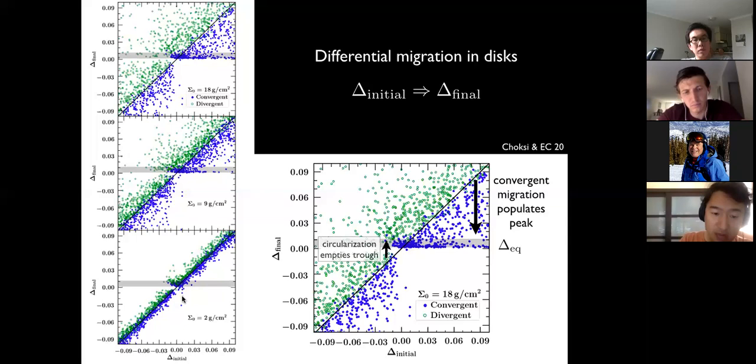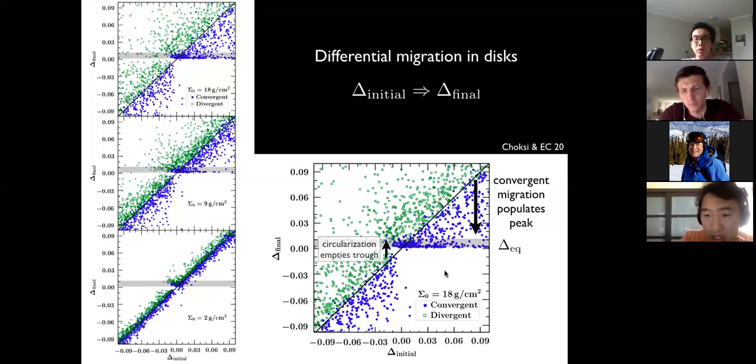These three panels correspond to three different disks: low mass, medium mass, high mass. I'm going to zoom in. You can see the higher mass disk clearly generates a lot more migration, and you really spread out from the delta equals delta initial line in both directions. For the low mass disk, hardly anything happens. So let's look at this panel up here. There are really just two things happening. Well, maybe three.